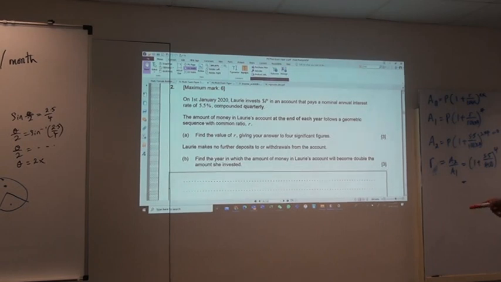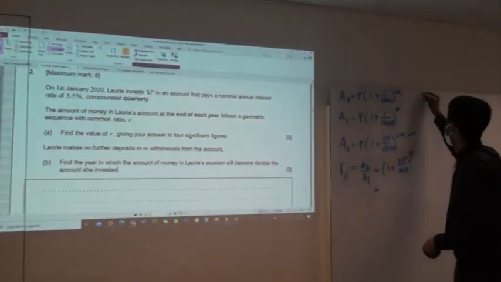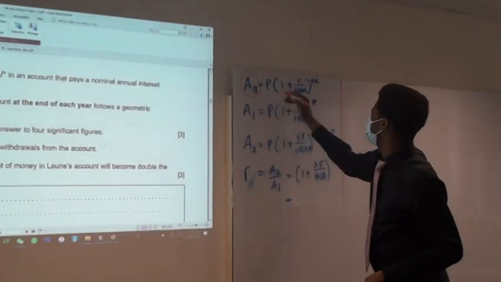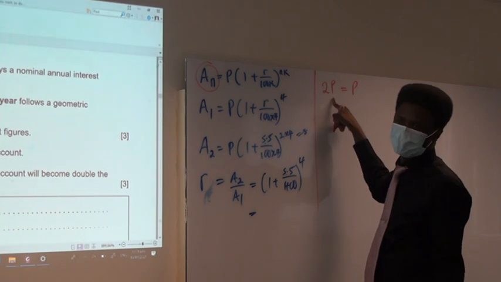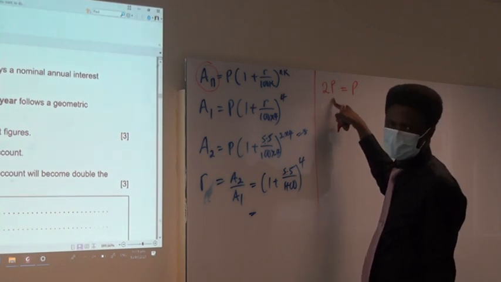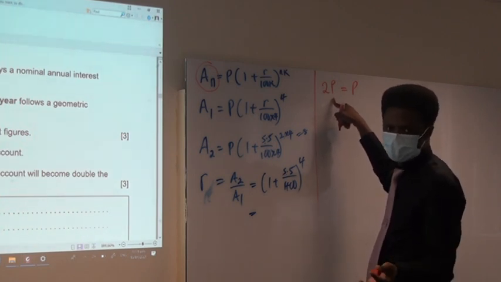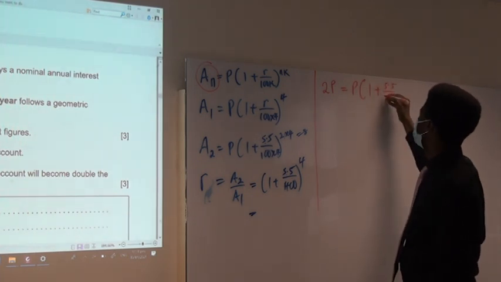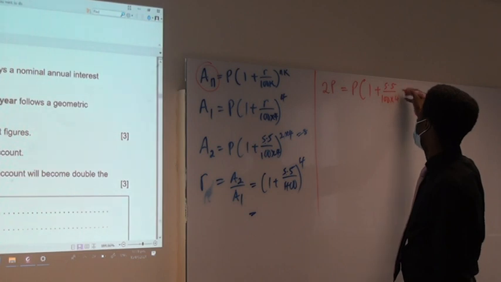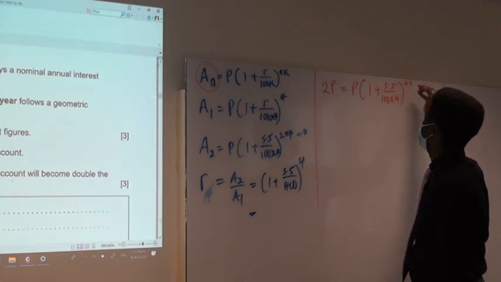So all we have to do is find out when our A_N will be 2P. Yes? P means present value. Okay, I'm just used to P. You call it future value, present value. Right? Then 1 plus 5.5 over 100 times 4, raised to the power 4n.